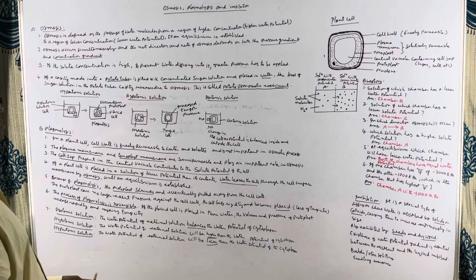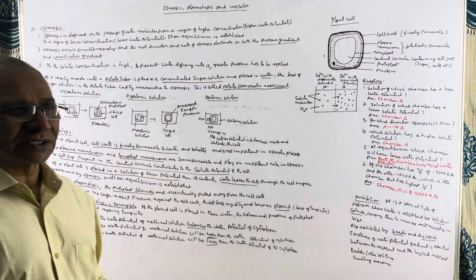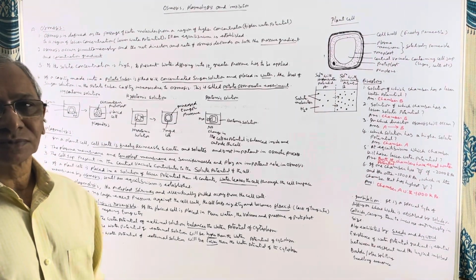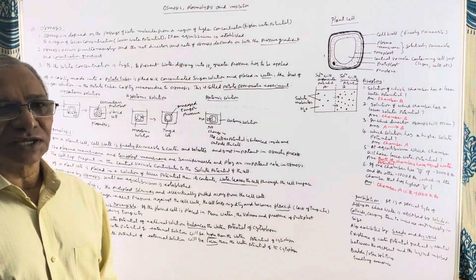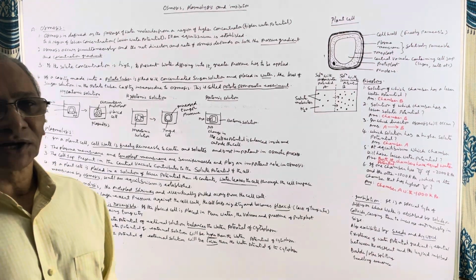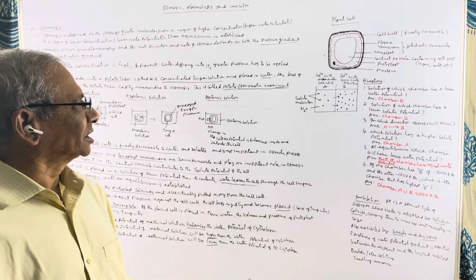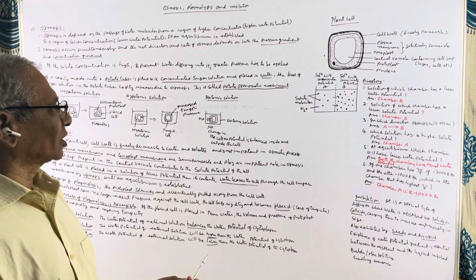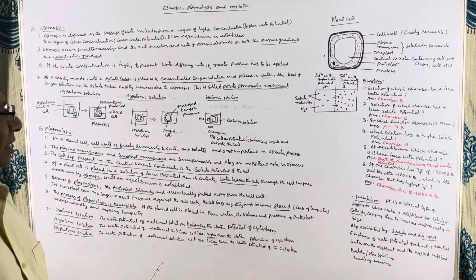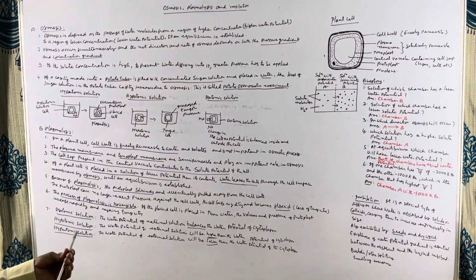The topics selected for today are osmosis, plasmolysis and imbibition. You know that pure water has the highest water potential, and as the concentration of the fluids increases, the water potential correspondingly decreases. This point has great bearing on osmosis. Now let us see what osmosis is.